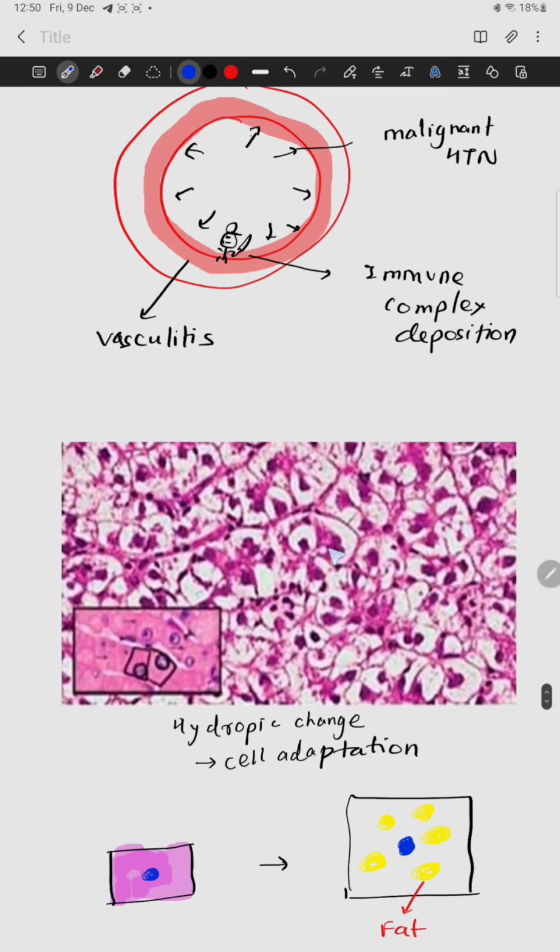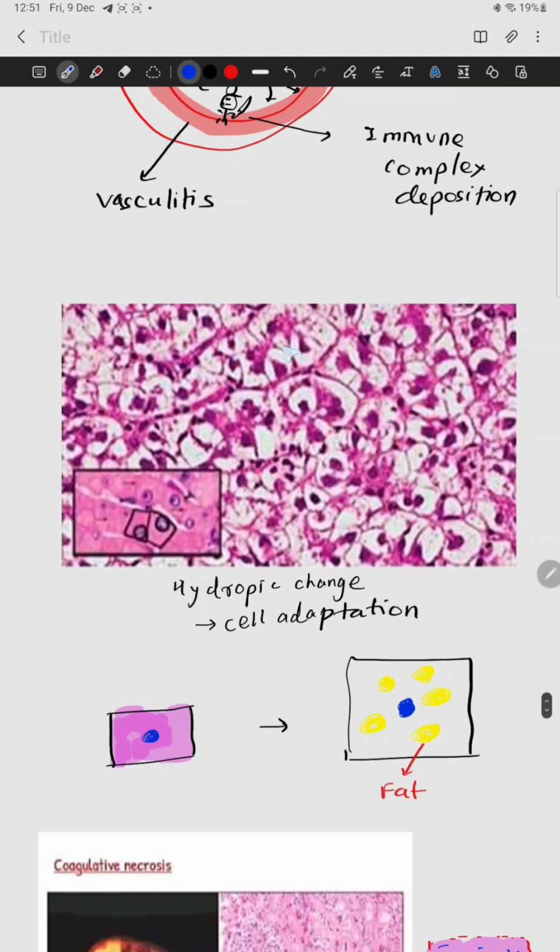So let's see this histology. What is this? You may think this is coagulative necrosis or liquefactive necrosis, but no. This is for revision's sake, which I have put over here. This is the histology of the hydropic change, which you have studied for cellular adaptation in the earlier chapter. What happens in the hydropic change? The cell is going to become big, and there's chromatin condensation and fat globules and everything. We have studied this earlier in the cell adaptation chapter. So this is the histology of that.